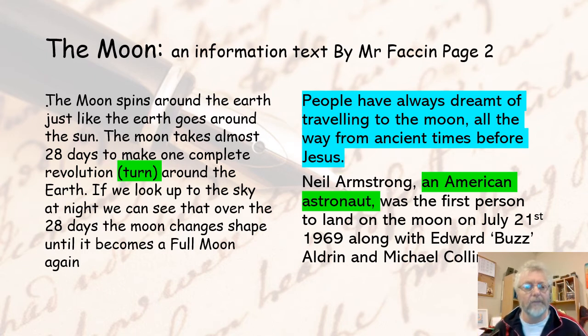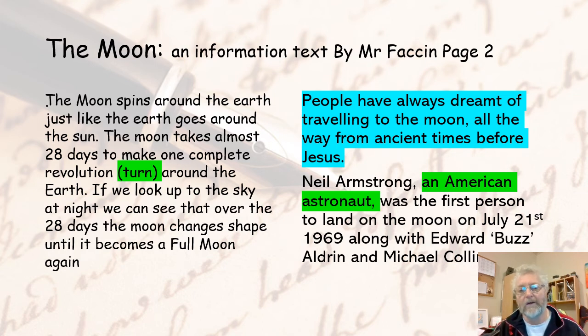You can follow along. The moon spins around the earth just like the earth goes around the sun. The moon takes almost 28 days to make one complete revolution or turn around the earth. If we look up to the sky at night, we can see that over 28 days, the moon changes shape until it becomes a full moon again. People have always dreamt of travelling to the moon, all the way from ancient times before Jesus.